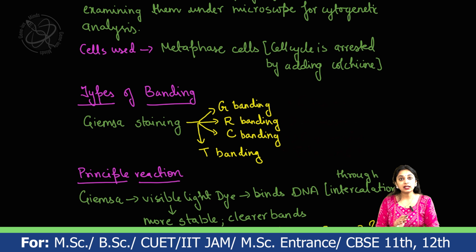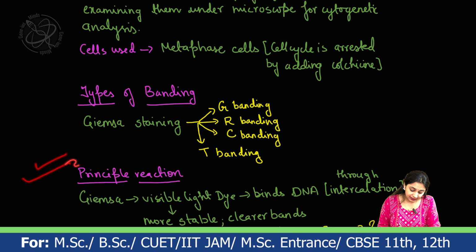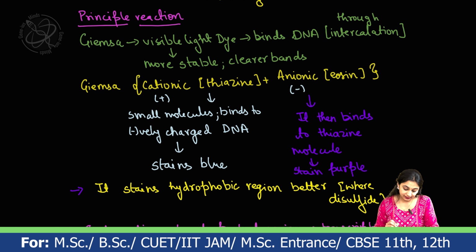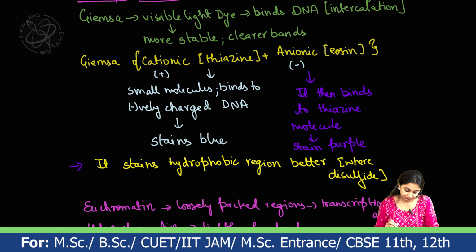In some way or other, we are going to treat our chromosomes and make use of this Giemsa stain, and we are going to see the chromosome bands and differentiate how they appear. Now there is one principal reaction which takes place in this case. Let's see what happens in this principal reaction.